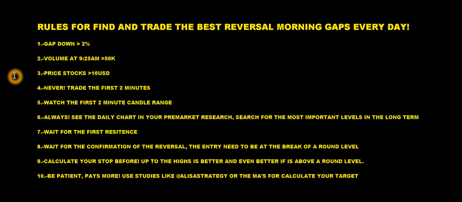And the last one, be patient. It always pays more to be patient, and use studies like, for example, the moving average. The exponential moving average of 8 sessions is the one that I use most, and the 21 session is really important also. In the 2-minute chart it gives you the opportunity to follow the momentum, to follow the price action in the direction of your trade. So that's good for calculating your target, and it's really important to have a risk ratio of more than 2.